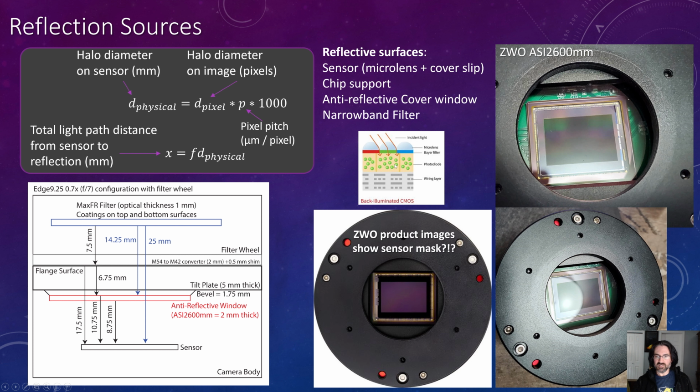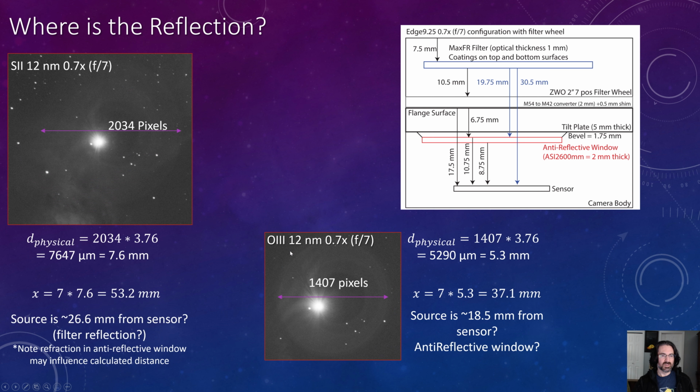The sensor itself has a set of microlenses on top of it that help to collect a broader quantity of light to bring into the sensor, and there's a cover slip that sits over that, in addition to potential reflections that could come off of the chip support or any of the contacts around here. So let's go back and look at some of these data.